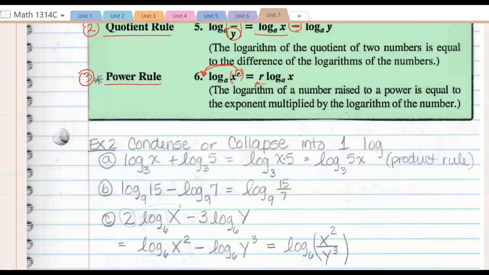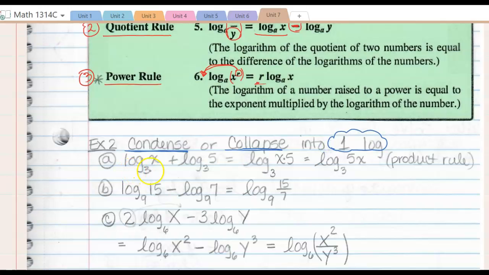Only because we use so much space in our notebook for the properties of logs, you can think about examples 2 and 3 as being kind of squeezed in, but we're going to go ahead and use these properties to either condense or collapse. I can't remember which word is being used in my math lab for the examples in the homework. But when they ask you to condense or to collapse, they're asking you to put it into one log.